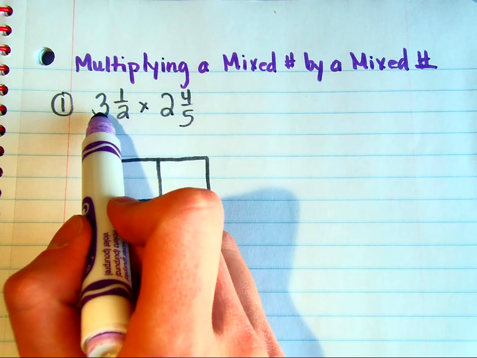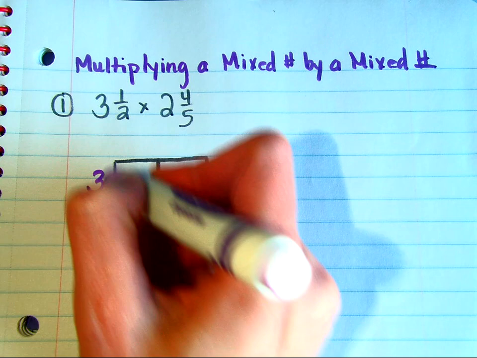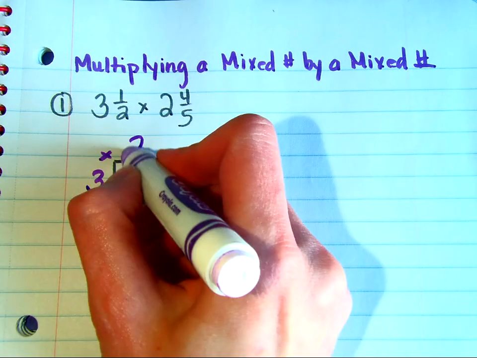This 3 is worth 3 whole, so I will write it right there. This is worth 1/2. This 2 is worth 2 whole and 4/5. So I'm going to multiply each box at a time. 3 times 2 is 6 whole. And then I'm going to multiply 3 times 4/5.